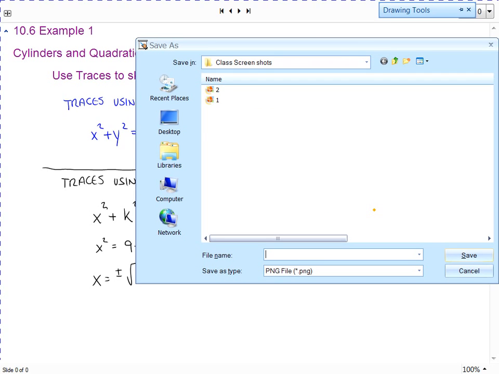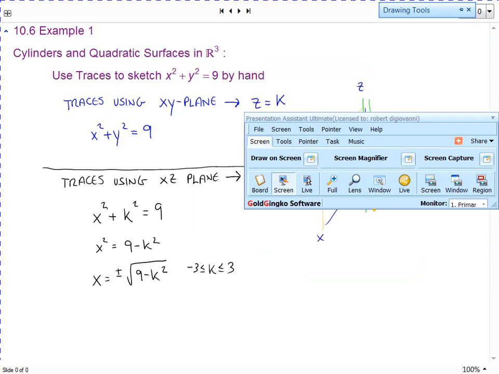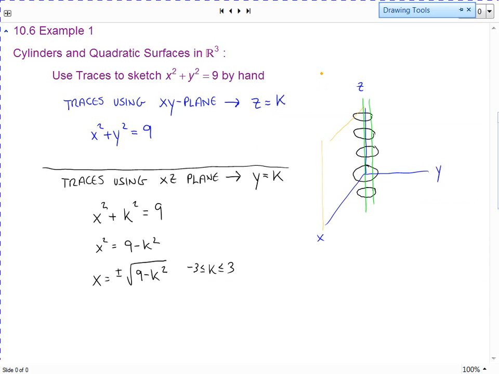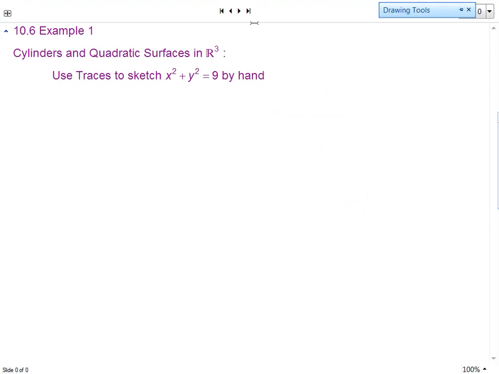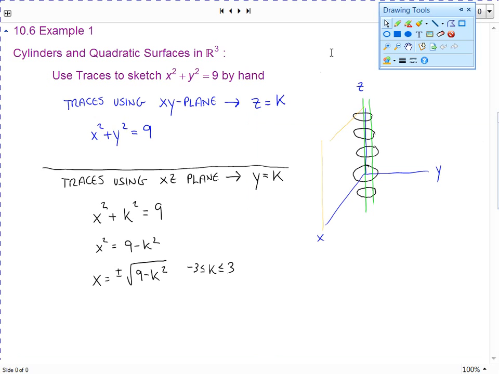That's all I'm going to say about traces. Well, I mean, they're just tedious.